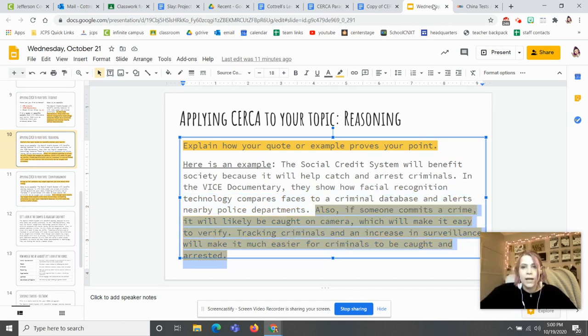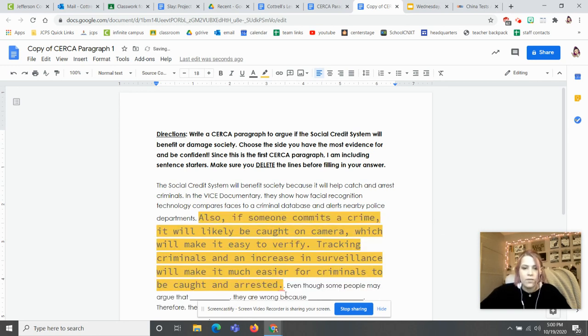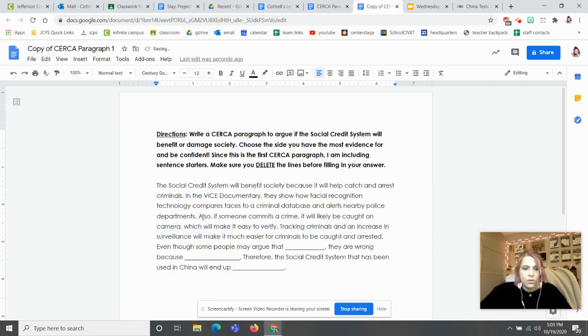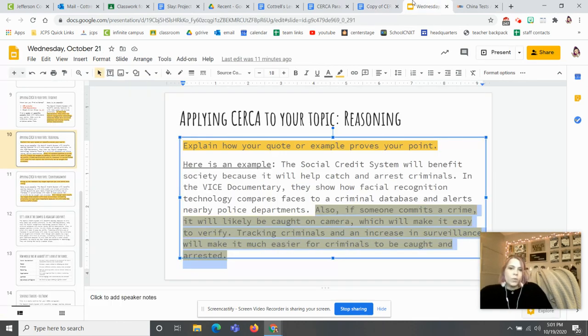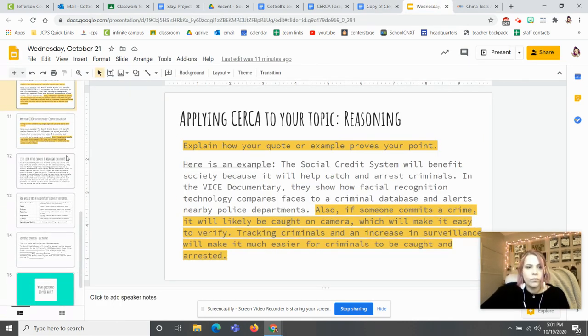I'll go ahead and copy and paste that here. So I gave you the sentence starter. This evidence shows that. I'm going to go ahead and just paste over it because I know I have explained it how I like to explain it. And I'm going to use that format painter again.